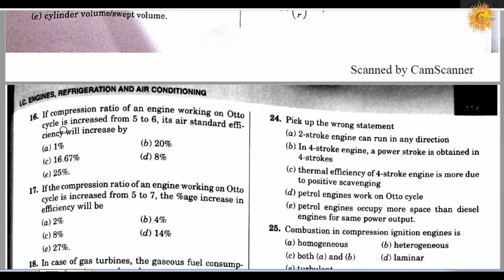Question number 16. If the compression ratio of an engine working on Otto cycle is increased from 5 to 6, its air standard efficiency will increase by option A, 1%, option B, 20%, option C, 16.67%, option D, 8%, option E, 25%. So the correct answer is D, it will be 8%.